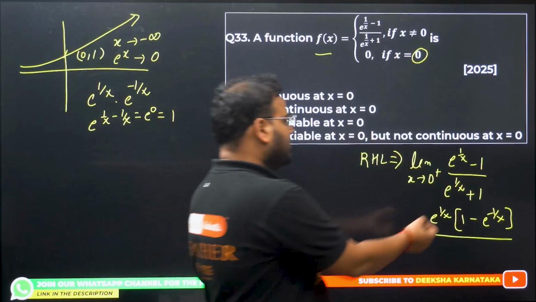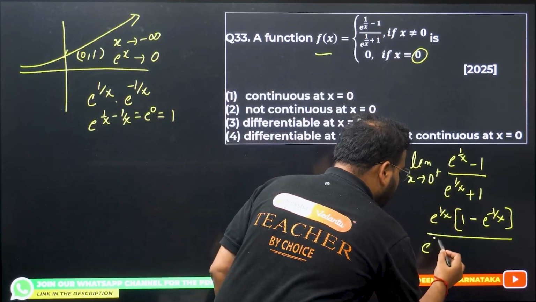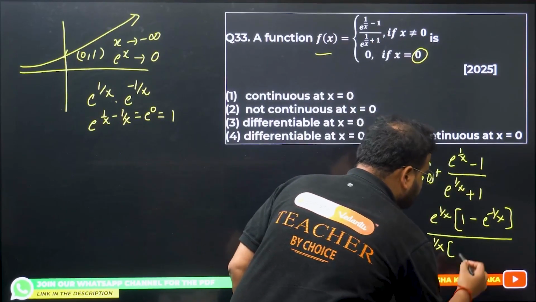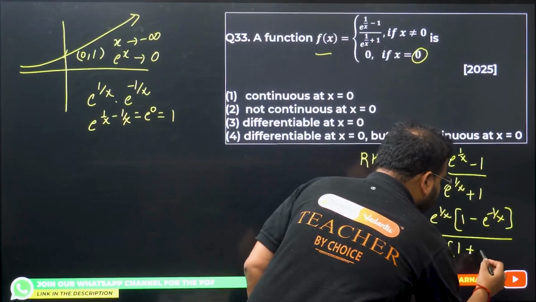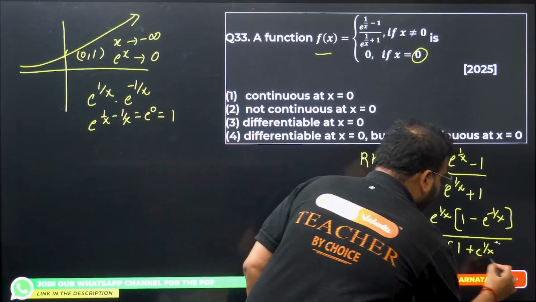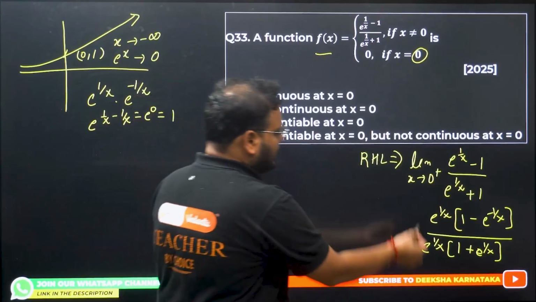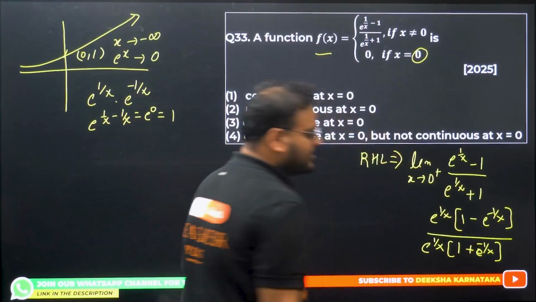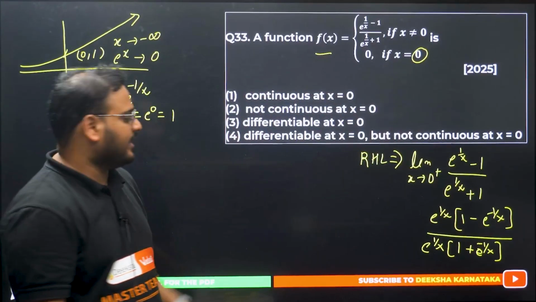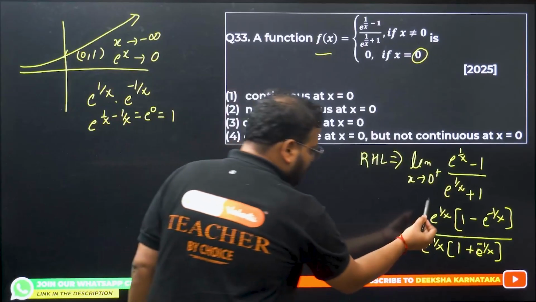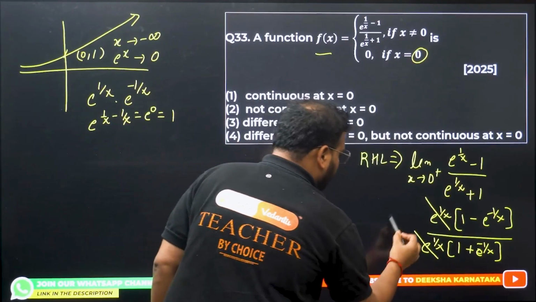Similarly, take e power 1 by x common over here also. What do I get for this? Again 1 plus e power minus 1 by x. Excuse me, I made a mistake. It was minus 1 by x, right? I have taken e power 1 by x common. Now this e power 1 by x will be cancelled. Of course, there is a limit over here.